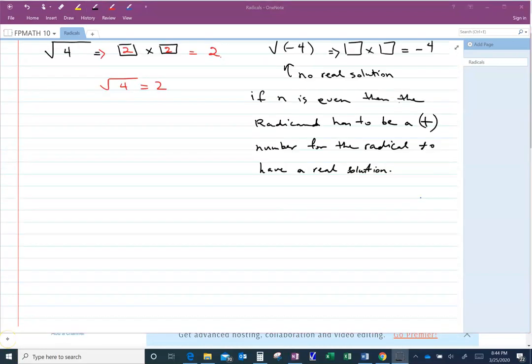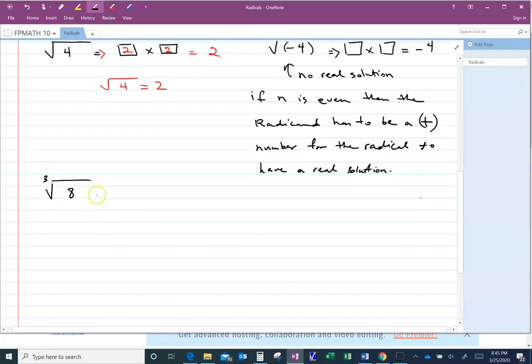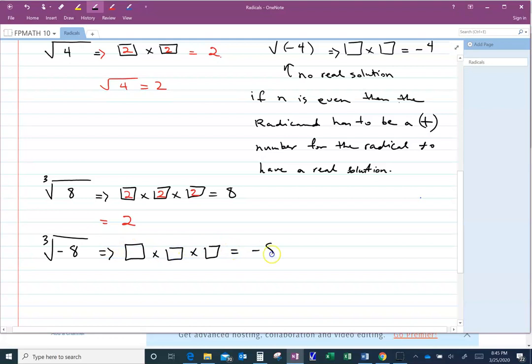Now let's look at what happens if n is odd. In this case, let's say the cube root of 8. That tells me what number times itself 3 times will give me 8. We can go through the options, but the answer is 2. So the cube root of 8 is 2. Let's look at the cube root of -8. That tells me what number times itself 3 times will give me -8.